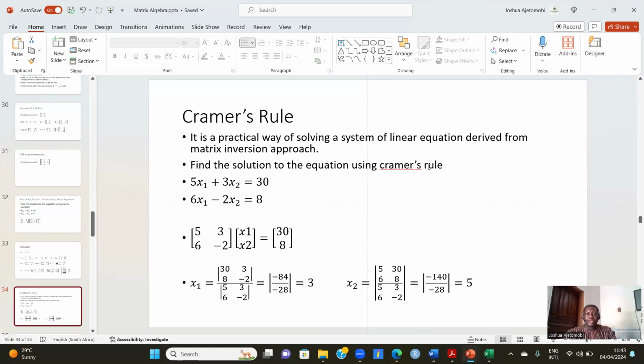Find the solution to the equation using Cramer's rule. The same equation. This is expressing it in matrix form. So the procedure is very straightforward. You want to calculate x1. You will replace the first column by this product, 30, 8. Then you calculate the determinant of that one, and divide by the real determinant, which is 5, 3, 6, minus 2. Okay, you get it.